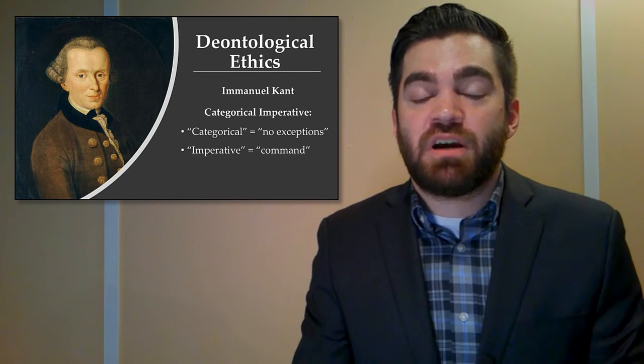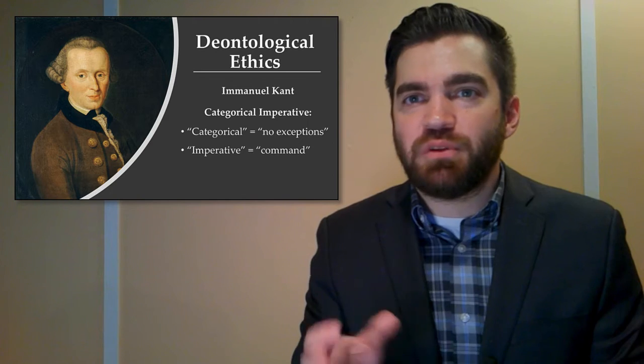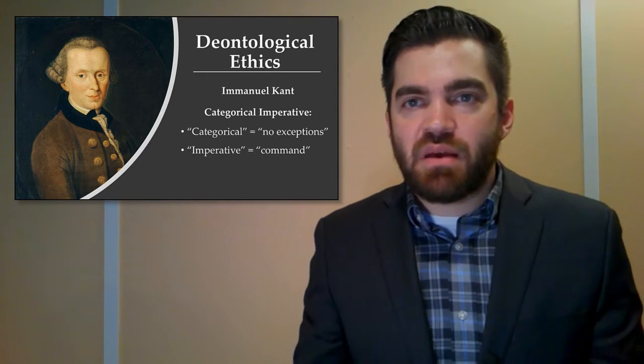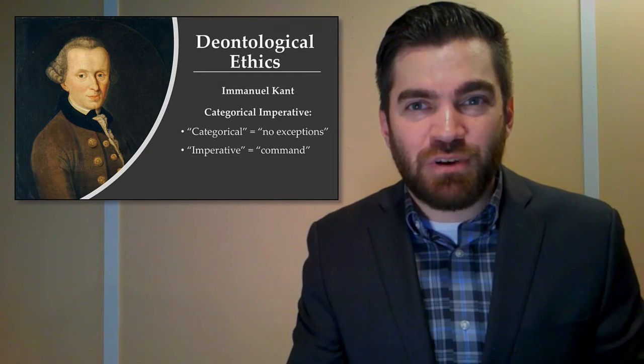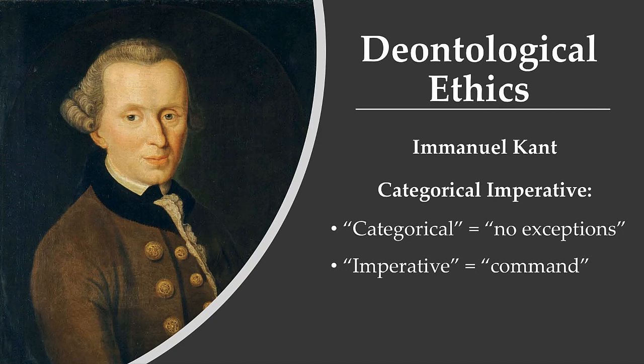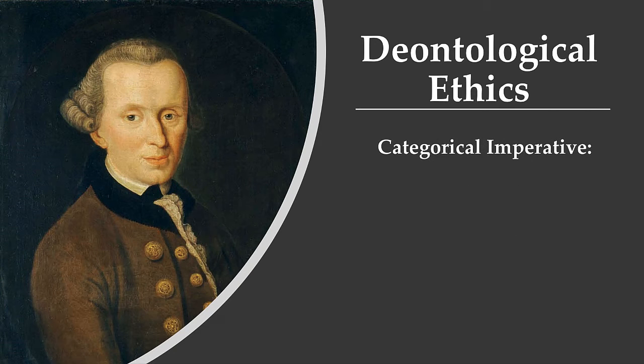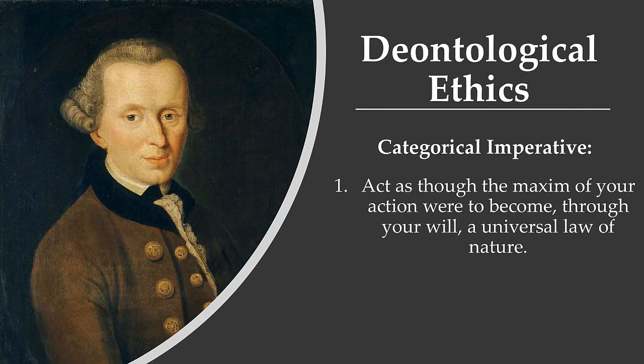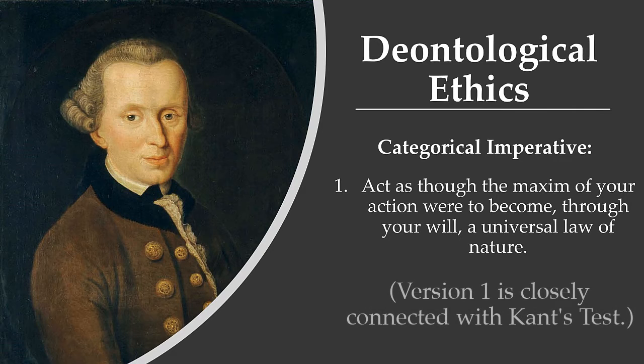And the categorical imperative comes in several versions. Kant gives a couple different versions of this imperative, but he thinks they amount to the same thing. So even though they sound different, he thinks that they're going to generate the same list of rules. The first version of the categorical imperative is: act as though the maxim of your action were to become, through your will, a universal law of nature. So this is really close to Kant's test. We've already kind of talked about it. We have to go through this imaginary process of what would the world be like if everyone acted in this exact same way? Does that lead to a contradiction? And if it does, then we know morality is telling me to do the opposite.